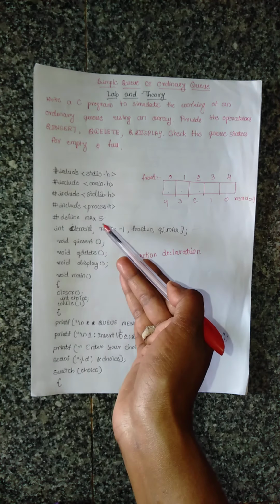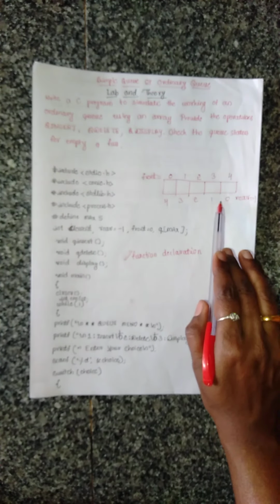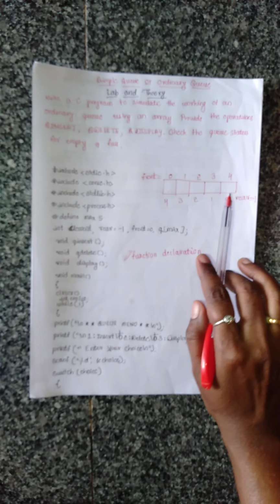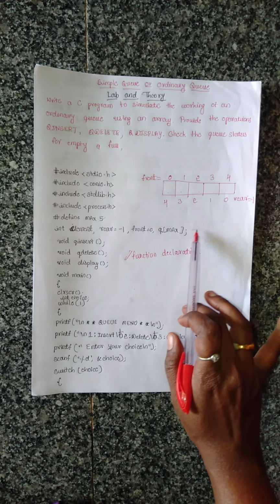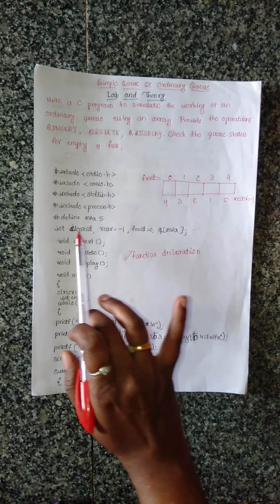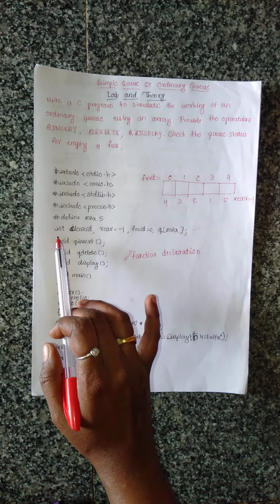What is the max size? 5. It means this queue data structure will hold 5 elements, with the last index being 4. This statement is a global variable declaration. Here I am taking an element, of type integer, or whatever you want.